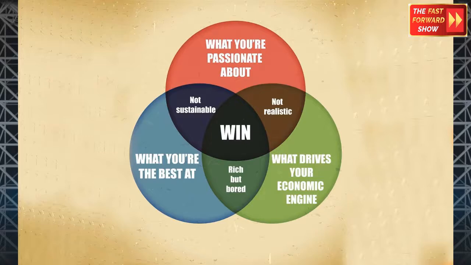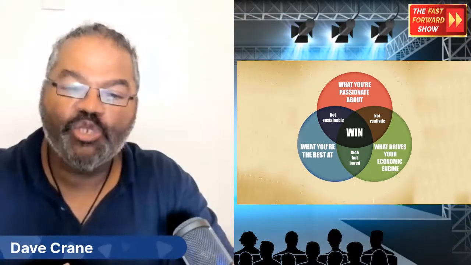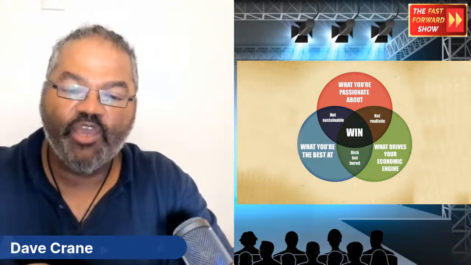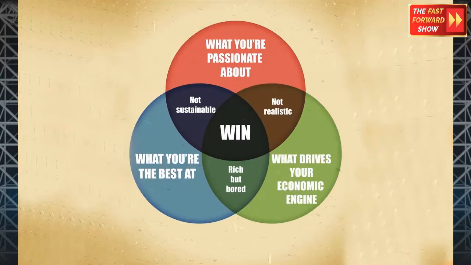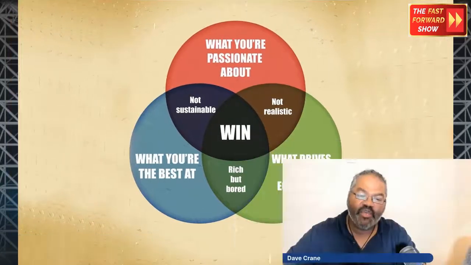Three circles. First one, bottom left, the blue one: what are you best in the world at doing? Top one, red: what's your passion all about? And the green one on the bottom right is what really works your economic engine. What will people pay for? In the center is a win, but if you get any two of them right, but not the third one, you're either going to have a non-sustainable business, it won't be realistic because nobody's going to want it, or you'll create lots of money, but you'll hate doing it, and then you'll be really bored.